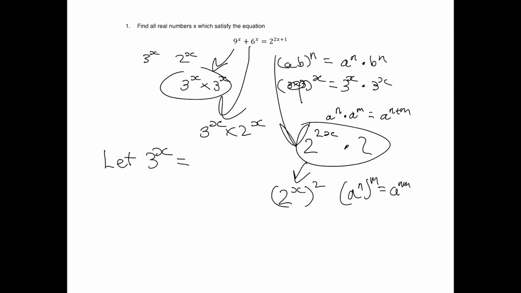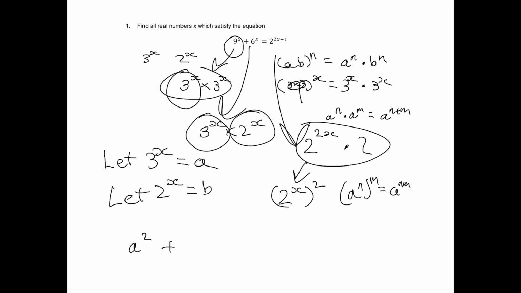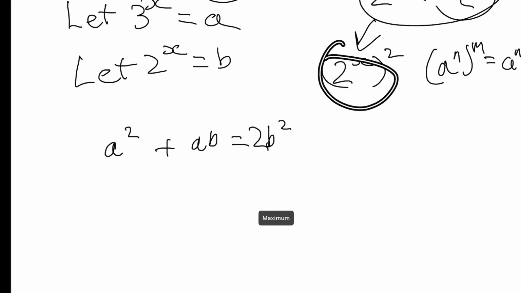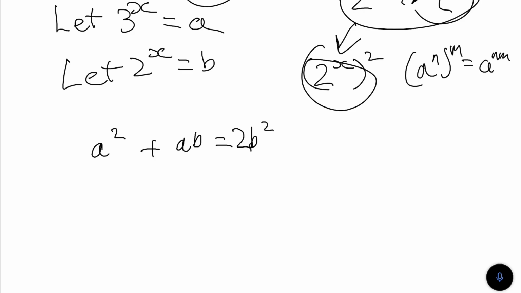Let's say let 3 to the power of x equal a, and let 2 to the power of x equal b. So 9 to the x is the same thing as 3^x times 3^x, so a squared, right? And then plus 6^x, which is the same thing as 3^x times 2^x, which is ab. And this equals 2 to the x squared, so b squared, times 2, so 2b squared. So now we get this equation.